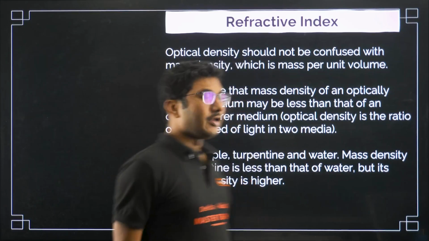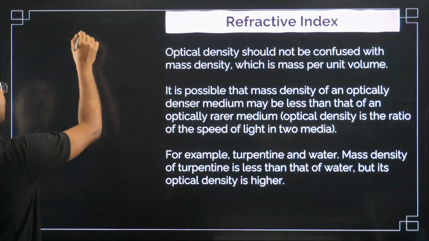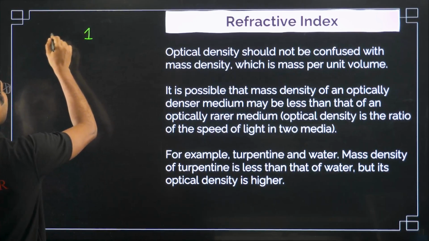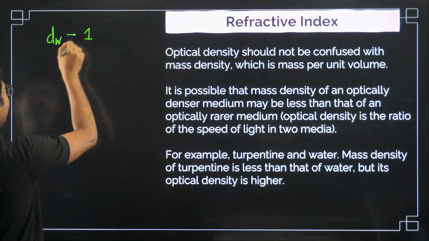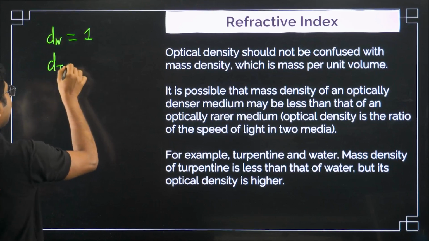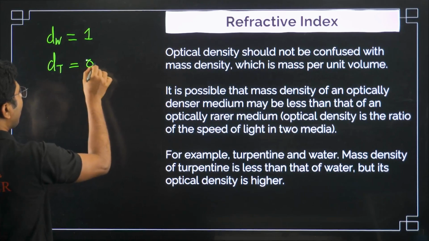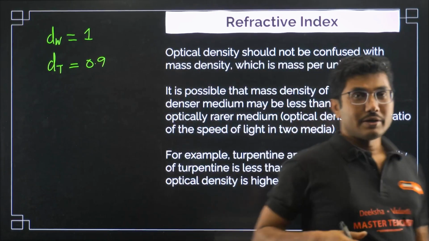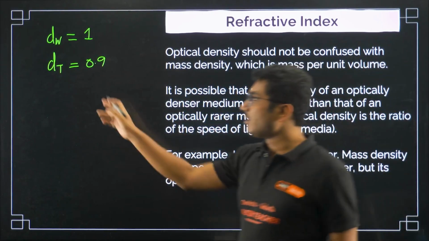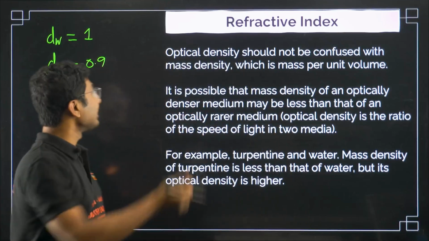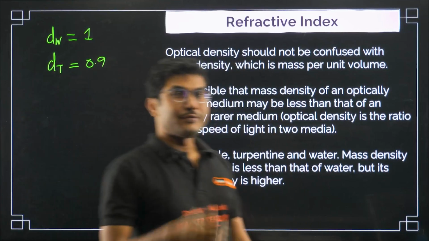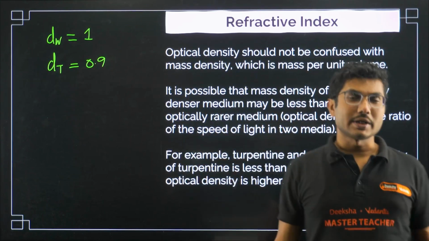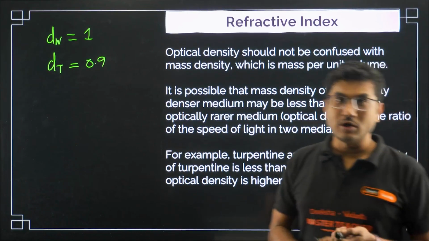That means if you measure the density, normally water has a density of 1. The density of turpentine is about 0.9 something. But you see that the density of turpentine is much less than that of water. That means if you add turpentine into water, turpentine will be floating on water.